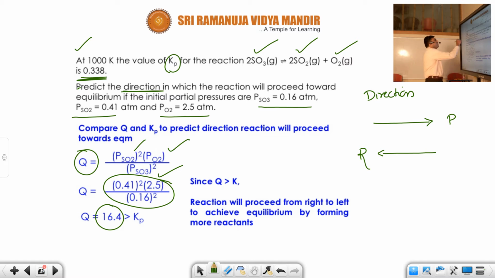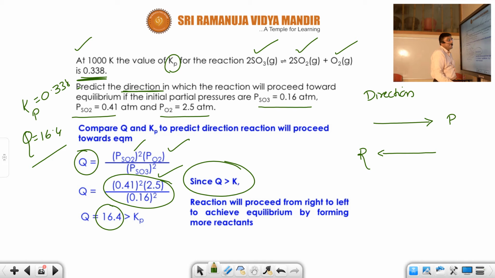Now students, you got 16.4. Here the Kp value is already given as 0.338, and the Q value you got is 16.4. Which value is greater, students? Q value is greater. You have already learned that when Q is greater than K, the reaction will go towards the reactants. More reactants will be there. Products will not be formed. Products are less favorable. That is the understanding.